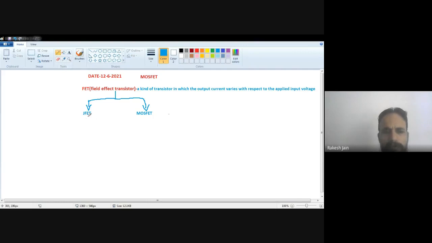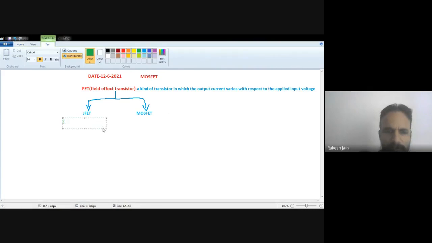What is the meaning of JFET? The full form of JFET is junction field effect transistor. That is known as JFET.